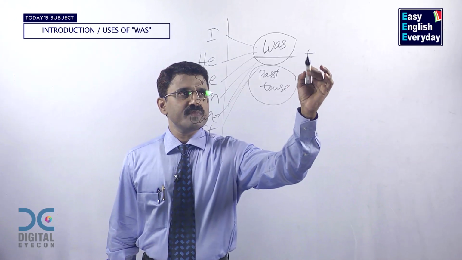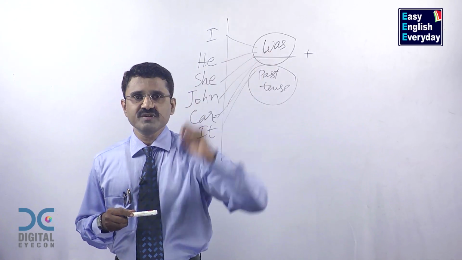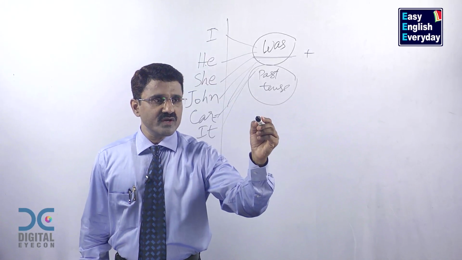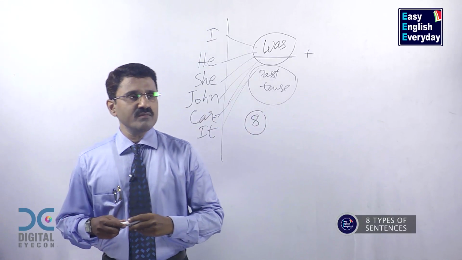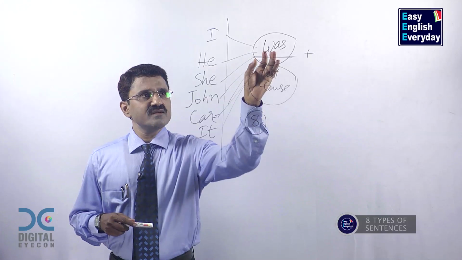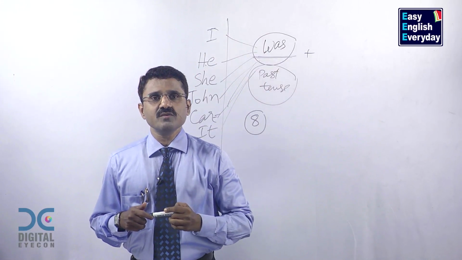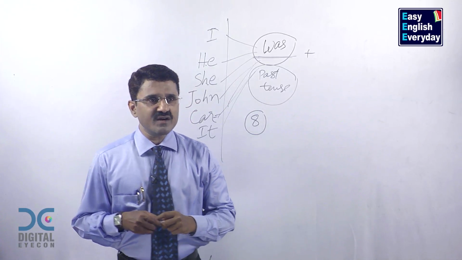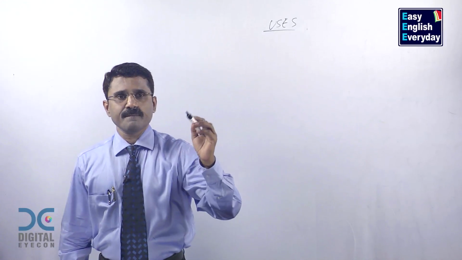What next? I should know in how many ways this verb is going to help me. It is going to help you in 8 ways. You can make 8 types of sentences with this small, beautiful friend called was. What those 8 sentences are, we have to see now. Let us see the uses of was.